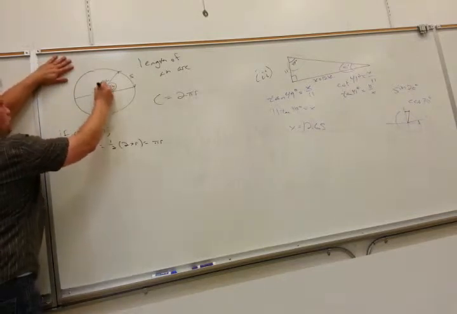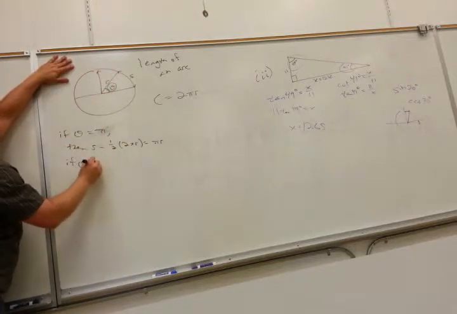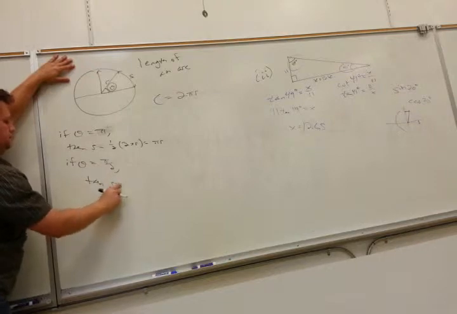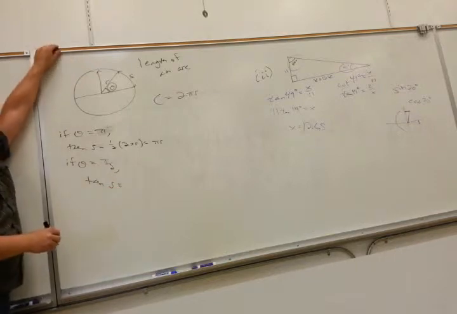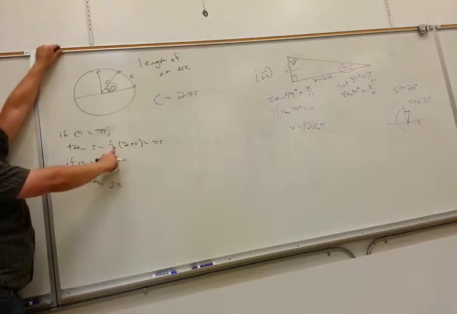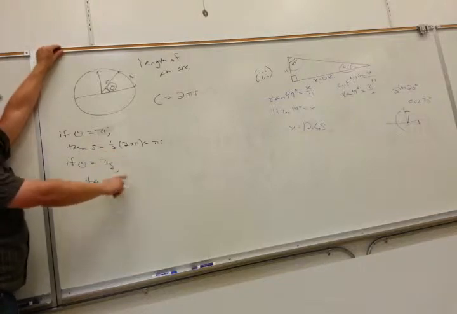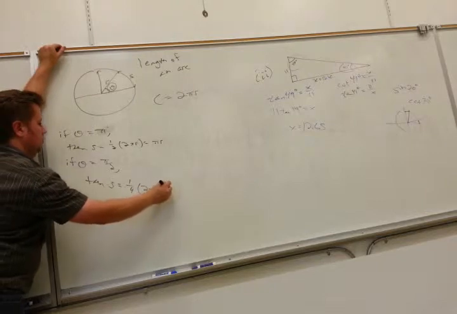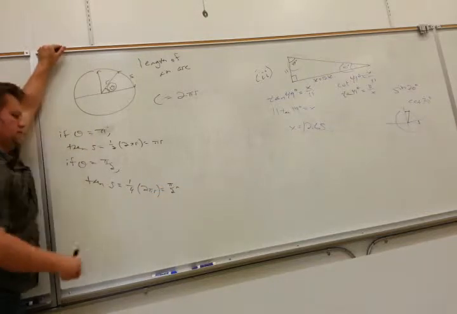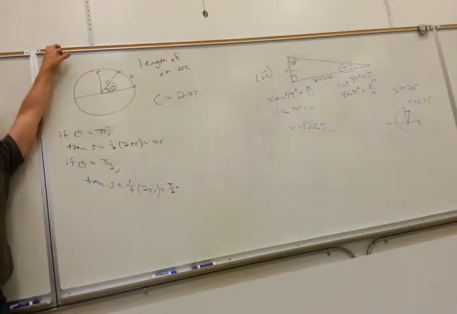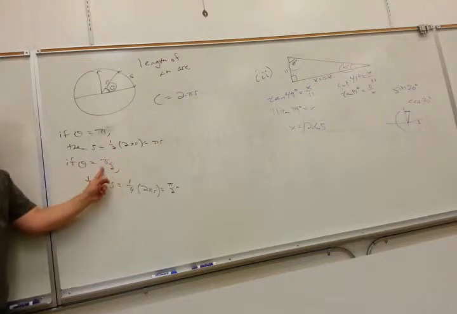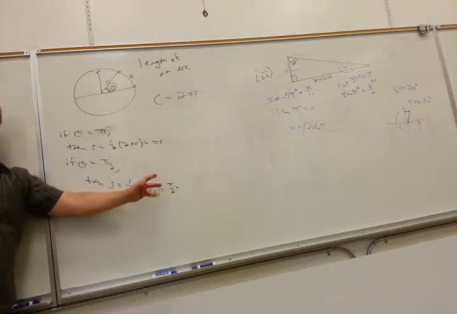If I went 1/4 of the way, if theta was pi over 2, then s would be what? What would I put there? That was when I went halfway around the circle, so now I'm going 1/4 of the way around the circle. So it'll be pi over 2 r. Can anyone see a pattern developing here? Really, when I went pi, it was pi r. When I went pi over 2, it was pi over 2 r.